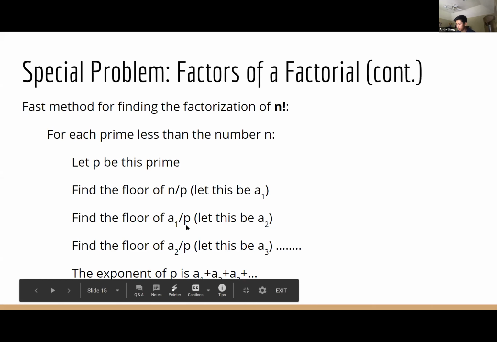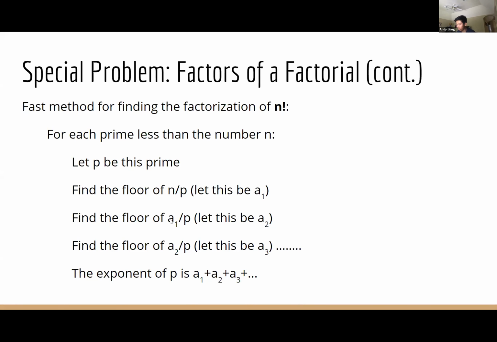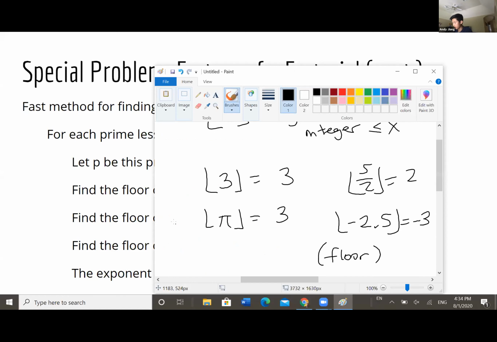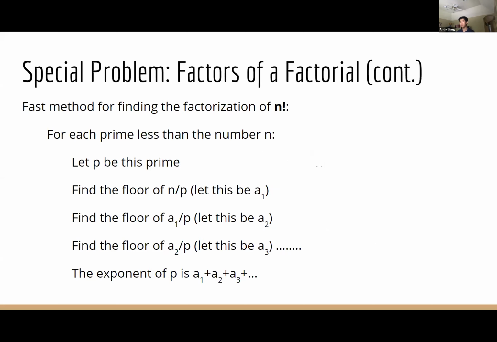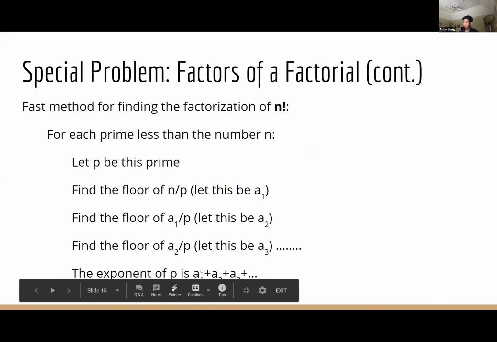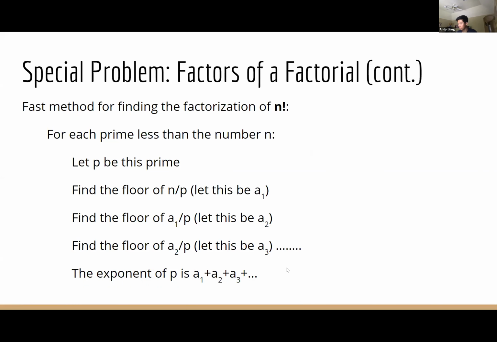Well, at a certain point, we're bound to get some a to be 0. Like let's say my p was 5 and my a1 was 3. Then a2 would be the floor of 3 over 5, and this is, of course, 0. Now, if I kept trying to find the floor of 0 over 5, I would keep getting 0 and so on. So it doesn't actually matter. I only have to do it until I get the value 0. So we keep doing this, and then the exponent for this prime p is the sum of all the a's. So a1 plus a2 plus a3 all the way to whatever you reach.